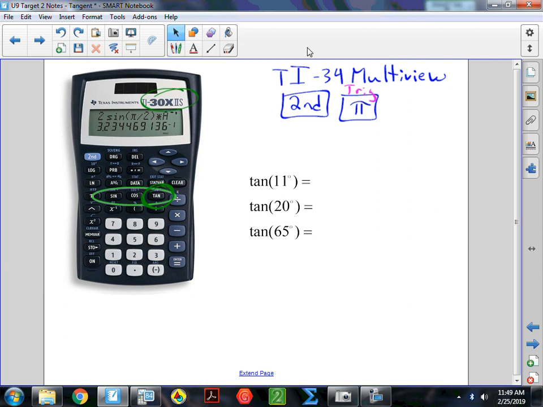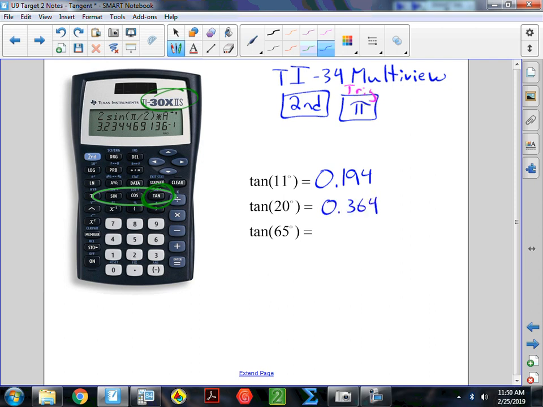So when you type in tangent 11 on your calculator, you should get 0.194. If you don't, that means your calculator might not be in degrees, it might be in radians. Tangent 20 degrees is 0.364. I'm going to stop there because it's just typing in the calculator.